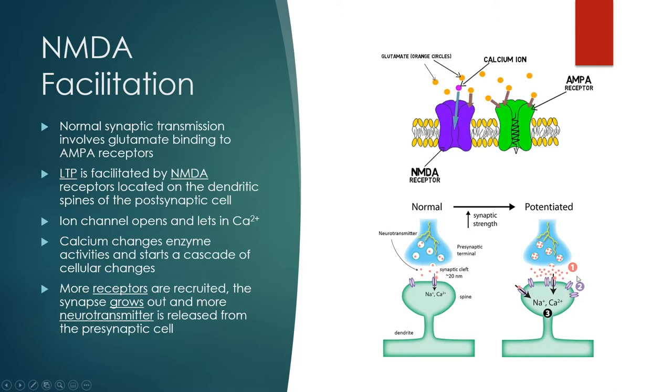There's also a growth process that happens. The synapse actually gets closer to the presynaptic cell, and some type of magic happens and causes the presynaptic cell to start releasing more neurotransmitter. And so all of this is facilitated by this NMDA receptor.